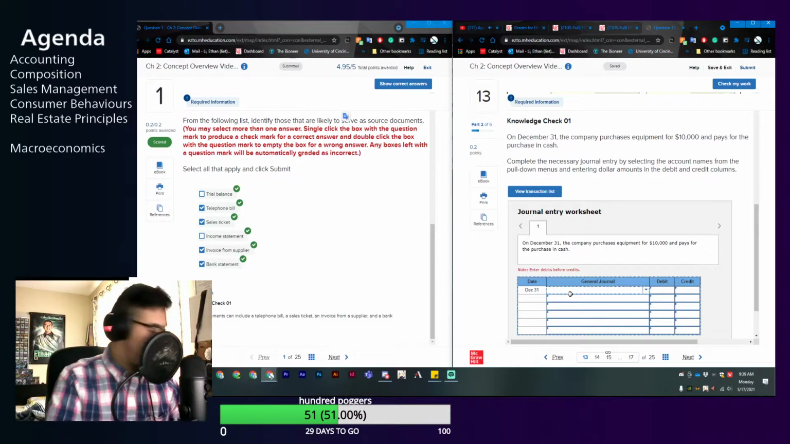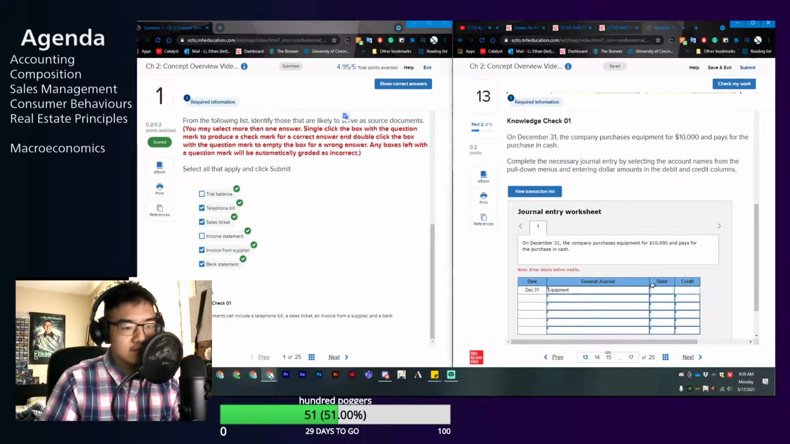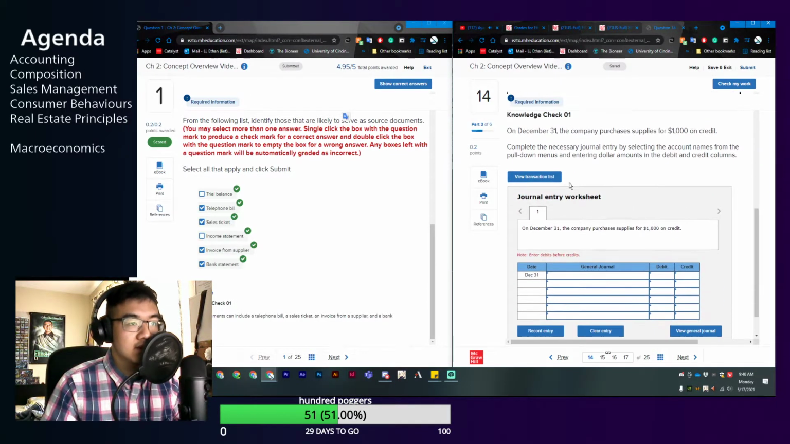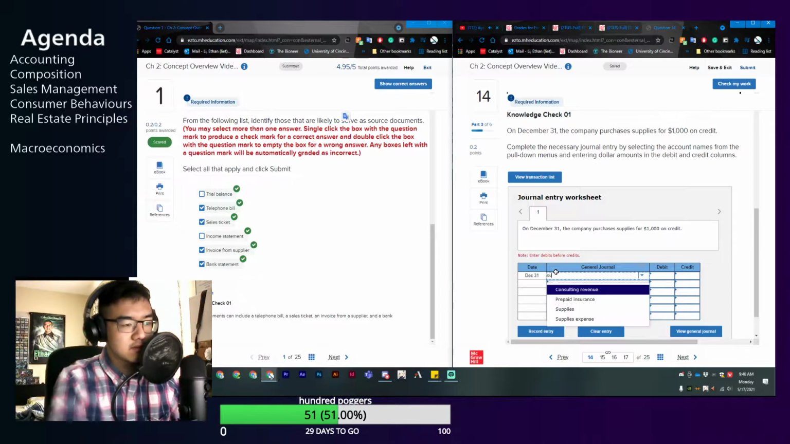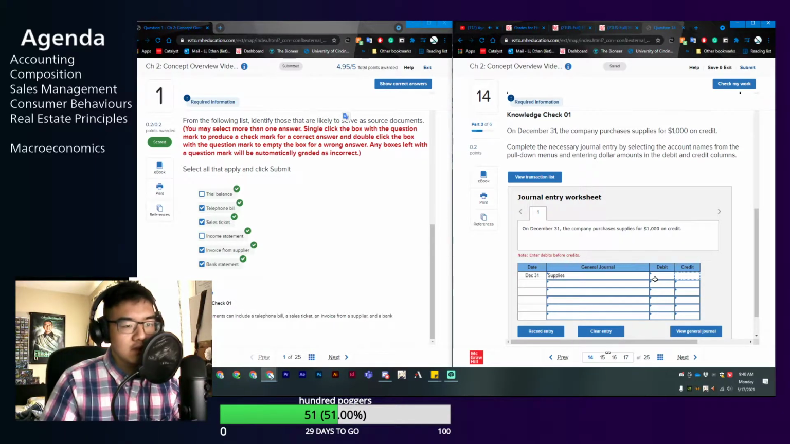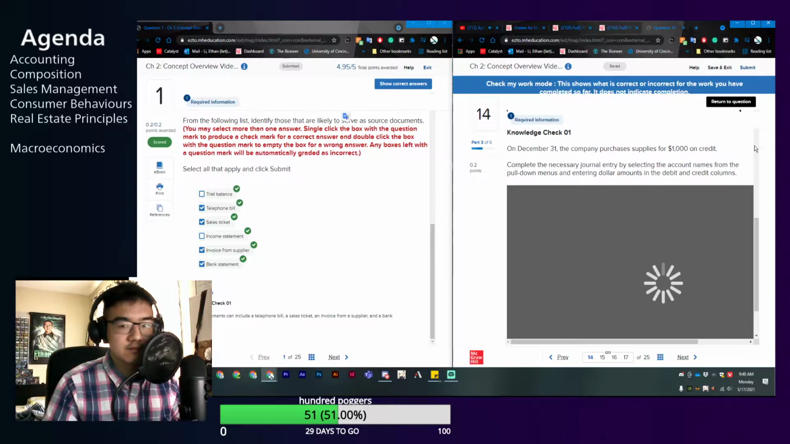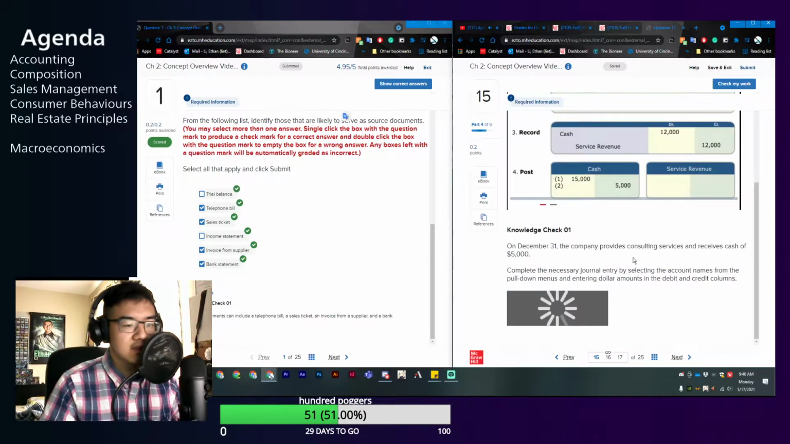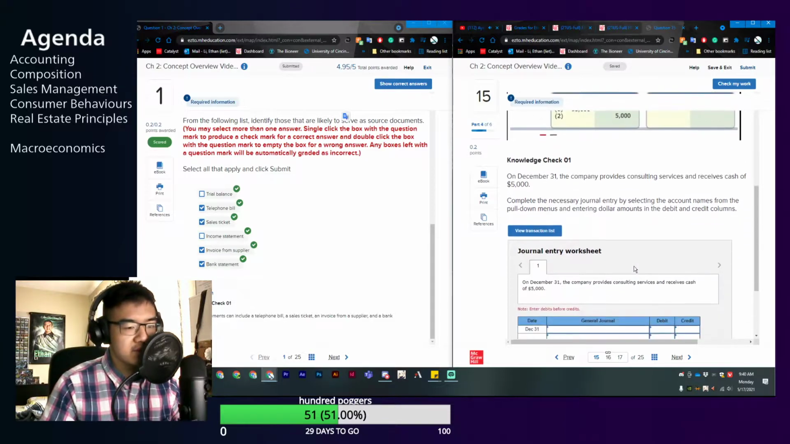Alright, so they get equipment. 10K worth of equipment, and cash. They get a credit of 10K in cash. Alright, they buy supplies for $1,000 on credit, so they get supplies. I keep forgetting if you press enter, it actually goes to the next line. On credit, so it'd be accounts payable, 1K. Check. Yep, nice. We have been more than halfway.